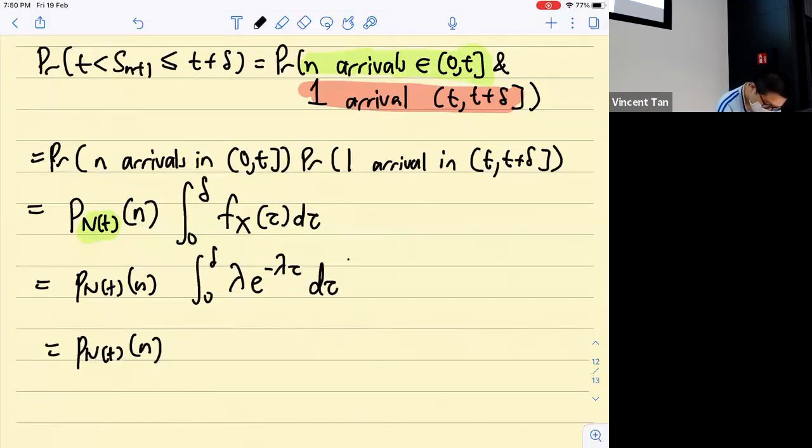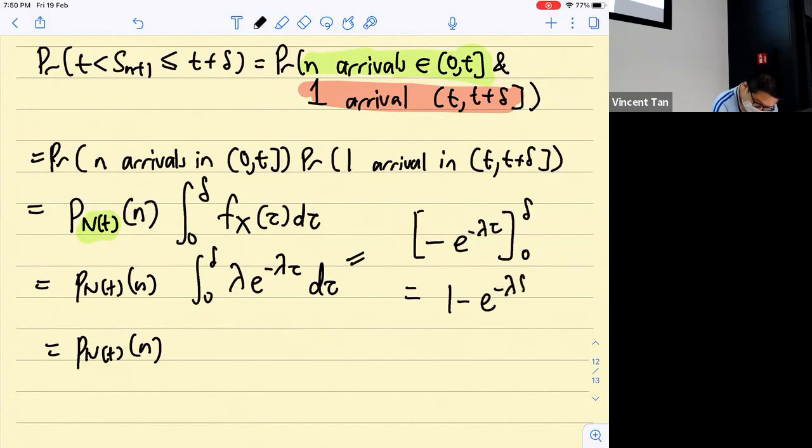Okay, now I'm going to do this calculation by the side here. So this is minus e to the minus lambda tau, evaluated from delta to 0. So this is 1 minus e to the minus lambda delta. Yeah. So by Taylor series or Taylor's theorem, this is lambda delta plus little o of delta. Why? Because this is exponential. When the argument is very small, e to the x behaves as x.